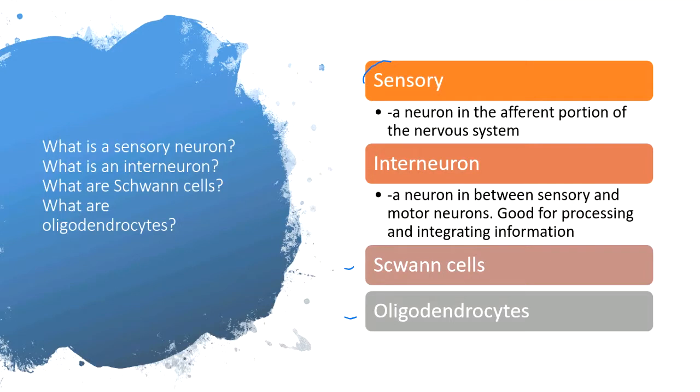We call those afferent neurons. So whenever you hear afferent neuron, that is sensory. It's taking information from the peripheral, so anywhere that's not your brain and spinal cord, and it takes that information to the brain and spinal cord.